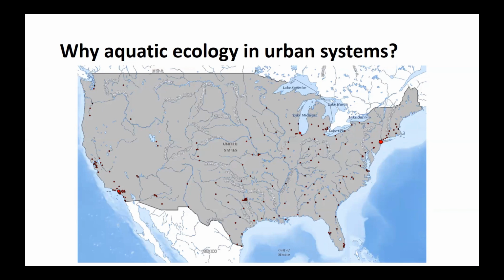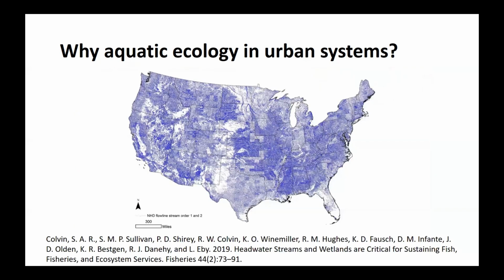And one thing that you may or may not have thought about too much is, okay, so it's obvious that cities are on major bodies of water often, but what about the minor bodies of water? There was a recent paper looking at headwater streams and how they're critical for sustaining fish, fisheries, and ecosystem services. Basically all these blue lines are tiny headwater streams throughout the United States. And we build our cities basically on this particular landscape. And urbanization can have dramatic impacts on these systems.